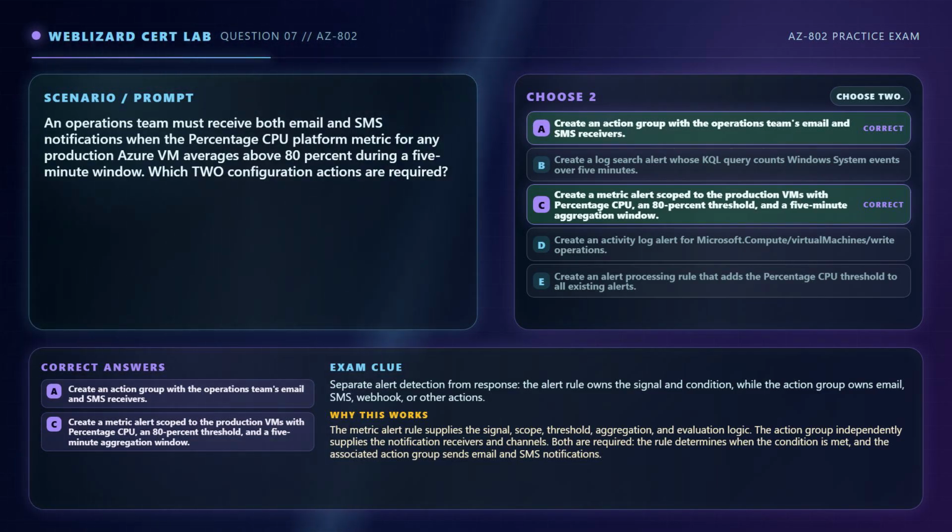Both are required. The rule determines when the condition is met, and the associated action group sends email and SMS notifications. Separate alert detection from response. The alert rule owns the signal and condition, while the action group owns email, SMS, webhook, or other actions.